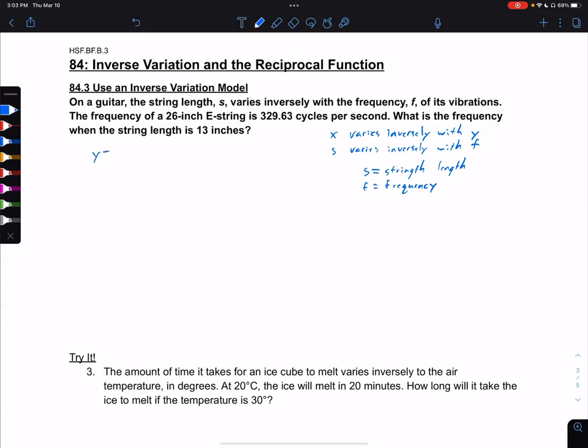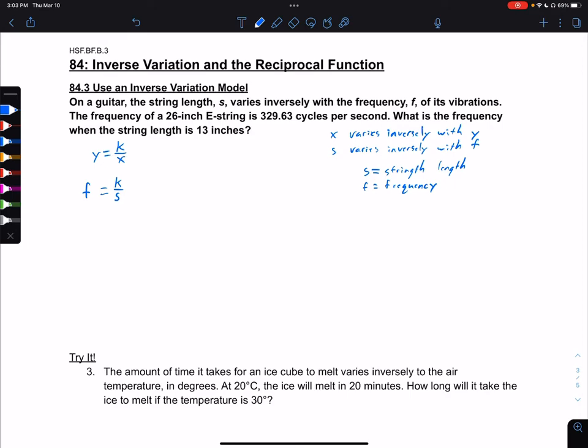Normally we would say that Y is equal to K over X, but we're going to replace X with S. So we're going to say K over S, and the Y value we're going to use as F. That's going to be our frequency. If you were to swap F and S, you would wind up with the same thing if you solved it and you're just careful with your substitution.